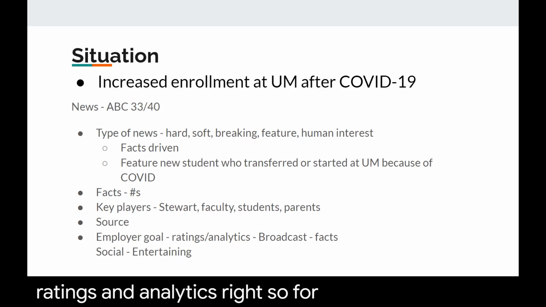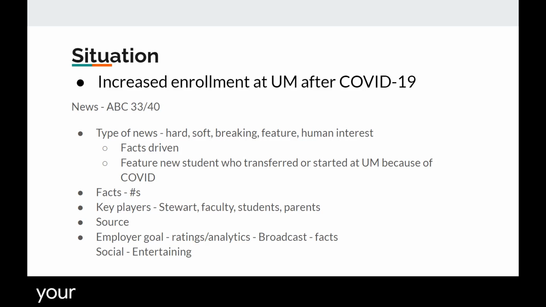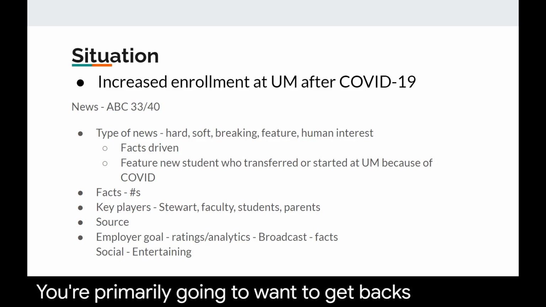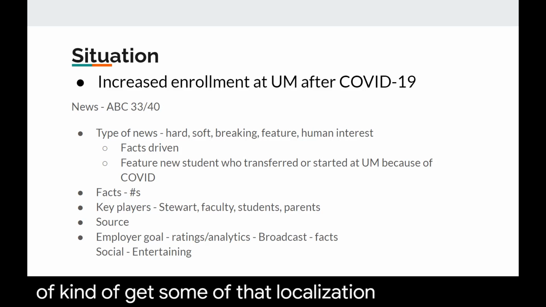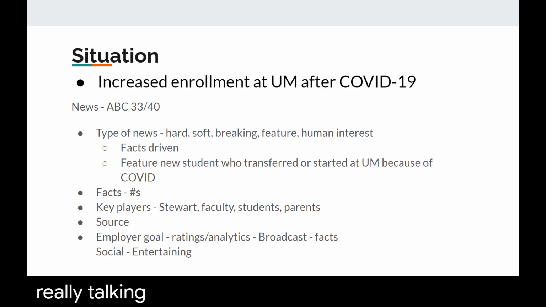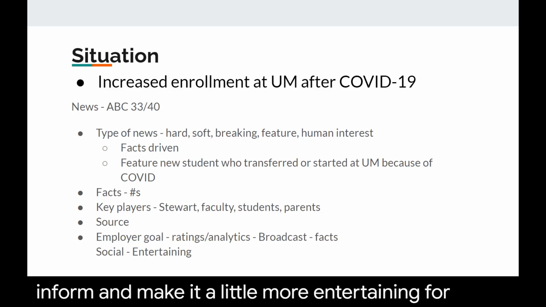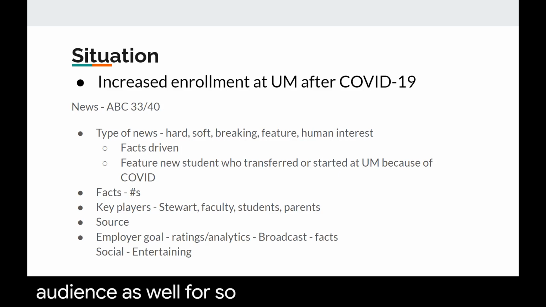So for your broadcast story, you're primarily going to want to get facts, but you may want to use some kind of feature in order to get some of that localization effect and really talking to parents and students to inform and make it a little more entertaining for your audience as well. For social, you're most likely going to want to focus primarily on the feature because that's really what drives your ratings.